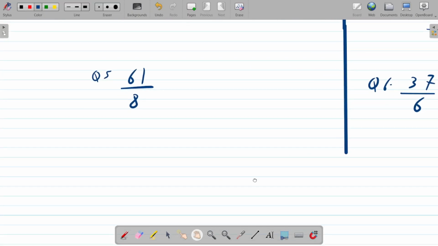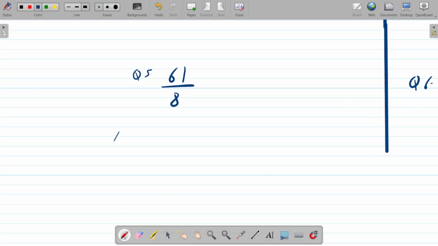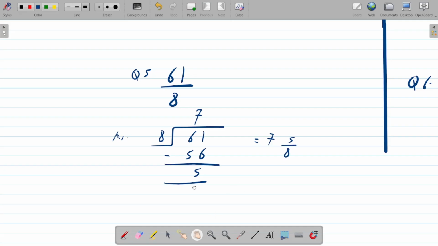Okay. What are the steps for this one? And what do we multiply 8 with? 7. So that will give me 56. I'm left with 5. And what do I get in the end? Yep, 7 and 5 by 8.